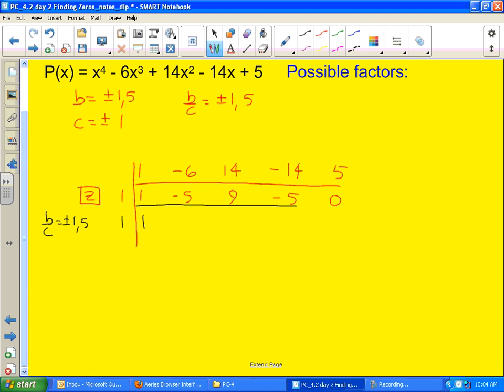1 minus. Now remember, you're looking at these numbers now. You're looking at those guys. So 1 minus 5, negative 4. Negative 4 plus 9, 5. It works again. So we found another 0, and it's a double root this time. This is even more exciting than the last one.